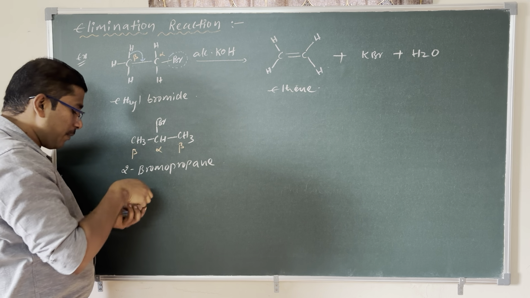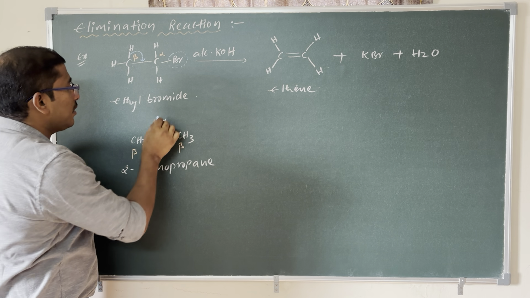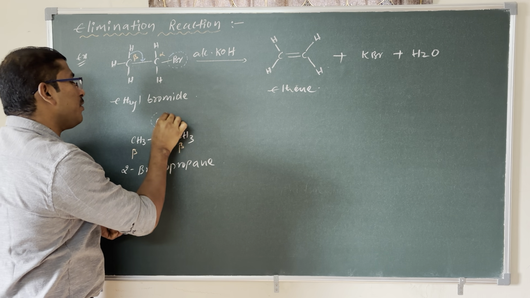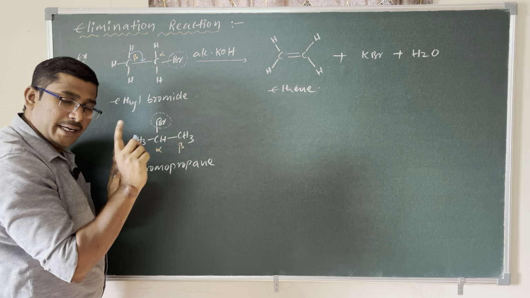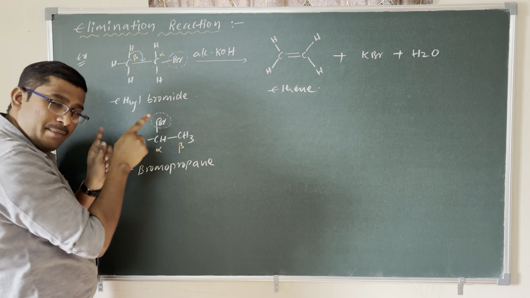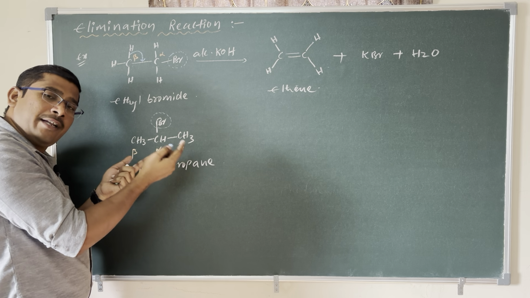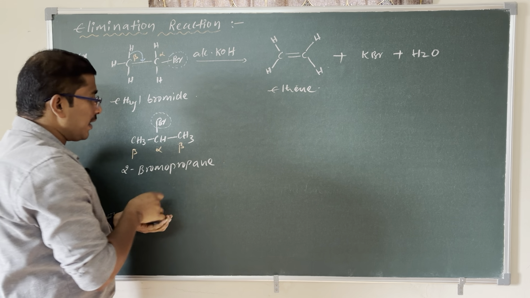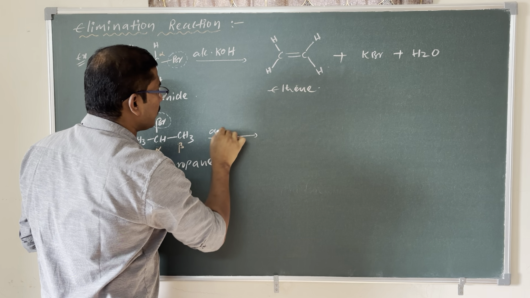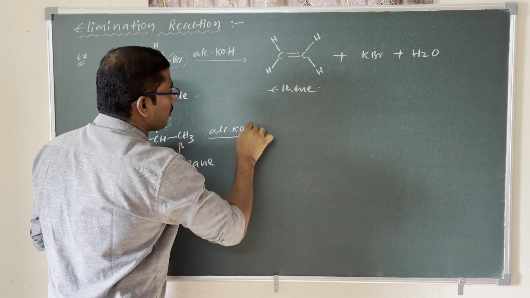Now from the alpha carbon atom, the halogen will be eliminated, that is bromine will be eliminated from the alpha carbon atom. And from the beta carbon atom, a beta hydrogen will be eliminated. Both have the same number of beta hydrogens, so the hydrogen will be eliminated from either of the beta carbon atoms. No issue in that. So the reaction can take place in the presence of alcoholic potassium hydroxide.